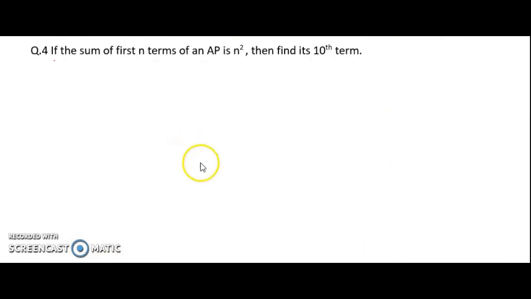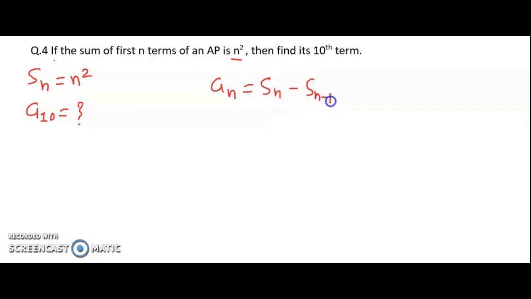So very beautiful question. If the sum of first n terms of an AP is n square, then find its 10th term. So we are given Sn equal to n square, and we have to find the 10th term, means we have to find A10. To solve this question, first let me introduce one formula. Formula is An equal to Sn minus Sn minus 1.